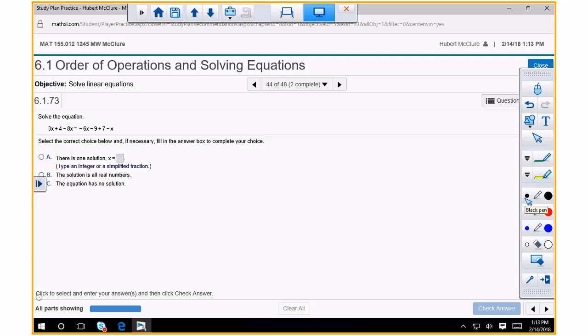So, this one says 3x plus 4. What are we going to do before we even start this one? Combine like terms. Thank you, one person out of 6. Appreciate the interaction.